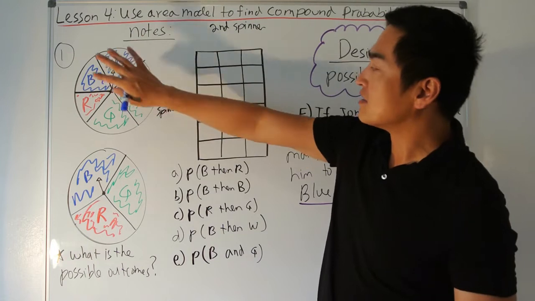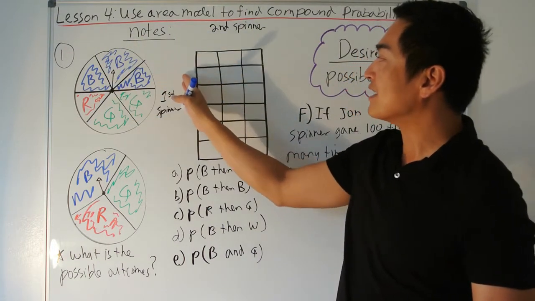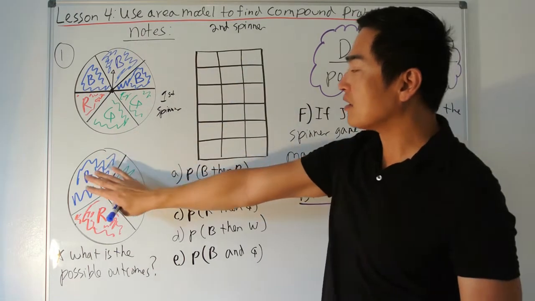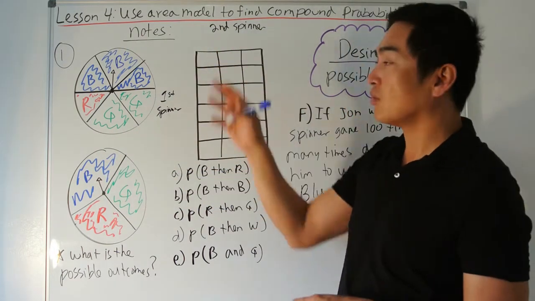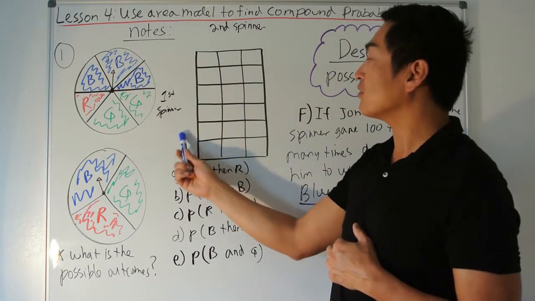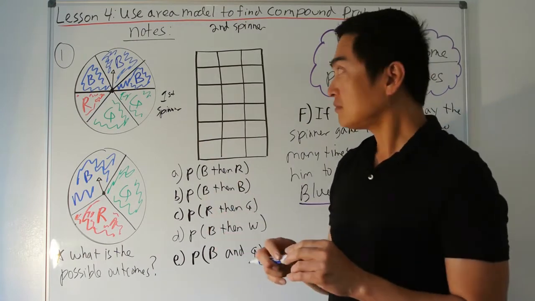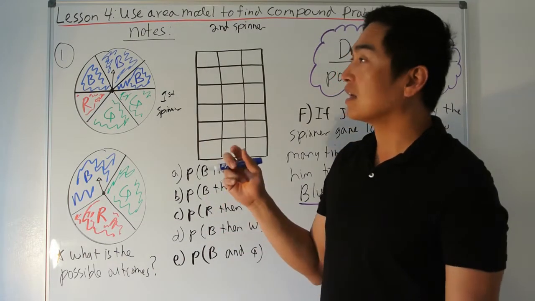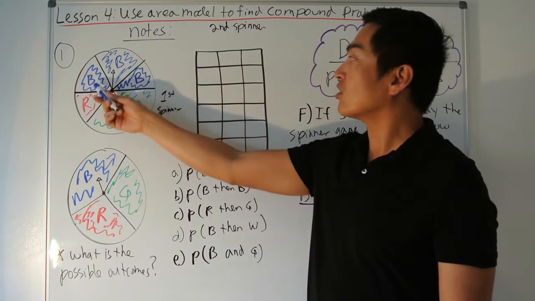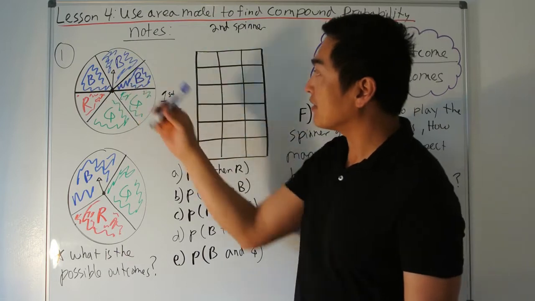It looks like this is the first spinner, so this first spinner should go on this side here. The second spinner should be on the top. So whatever comes first, you always have to make sure you put that over here first. By the way, the slices are exactly the same. I know it's my drawing, I'm sorry, but they're the same size.